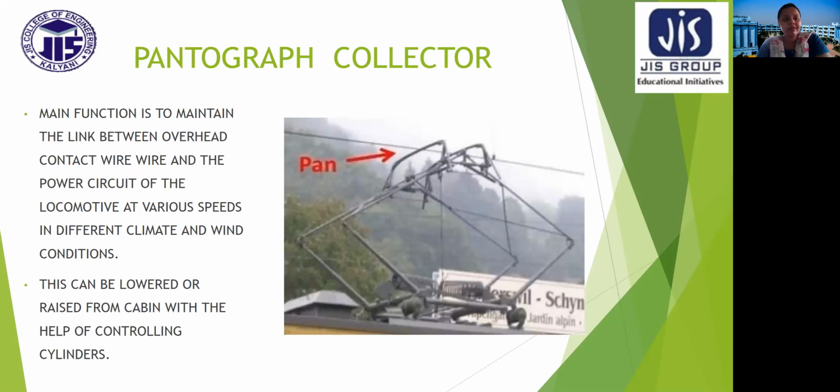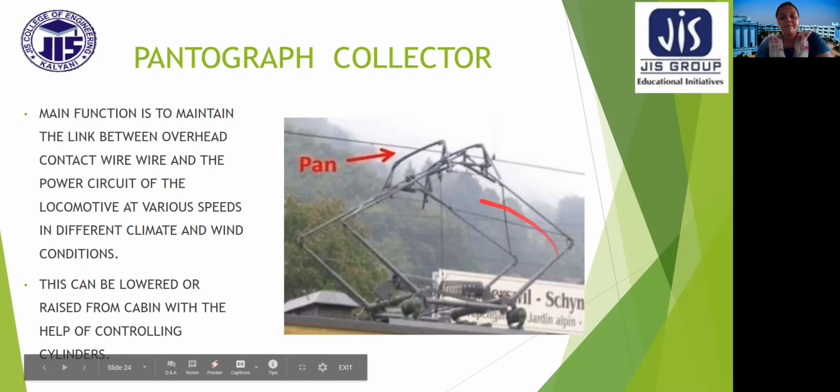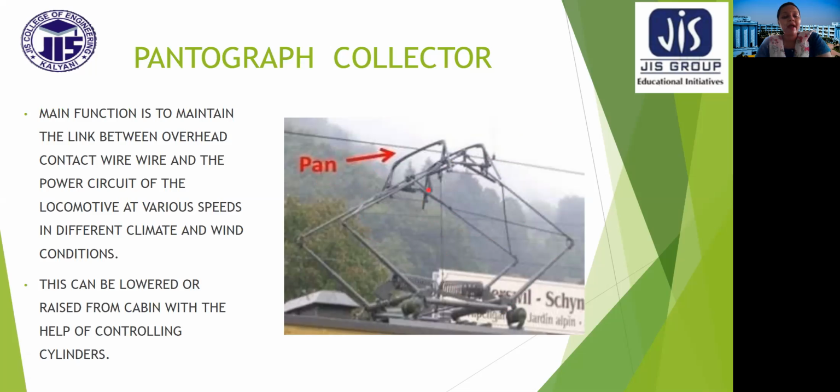Pantograph collector. Its main function is to maintain the link between the overhead contact wire and the power circuit of the locomotive at various speeds in different climate and wind conditions. This can be lowered or raised from the cabin with the help of controlling cylinders. So this is an example that we see in every locomotive, every electric train. This is the pantograph.